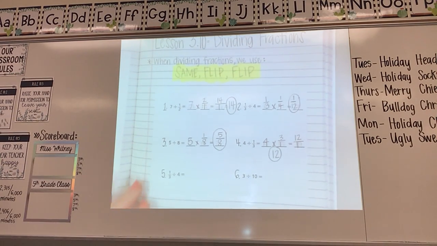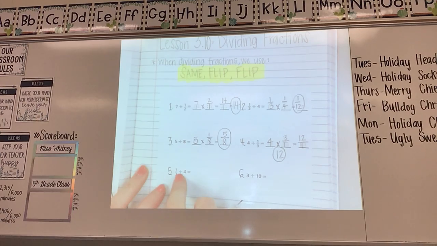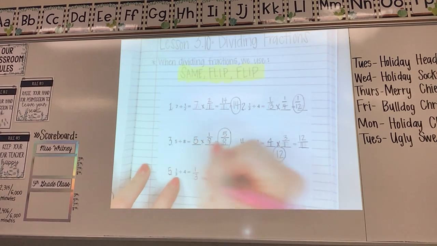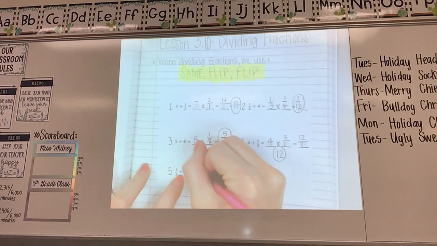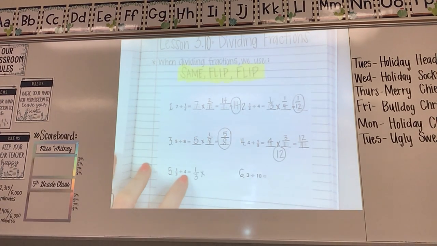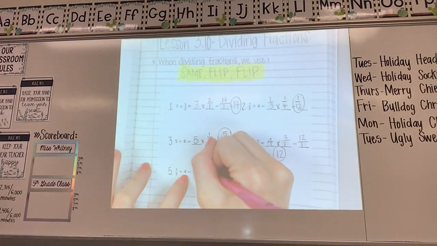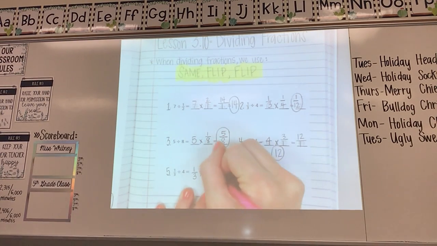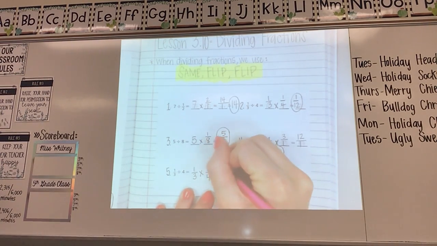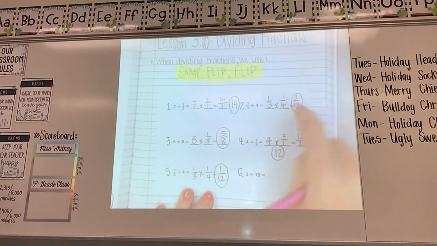All right, number 5, 1/3 divided by 4. So I'm dividing, we're gonna use same, flip, flip. So same, copy it down. Flip my division sign, and what does that division sign become? Multiplication. And flip my second number, it's a 4, but when I flip it, it becomes 1/4. That gives me 1 across the top, and across the bottom, that's a 12. That problem ended up being the same as number 2.